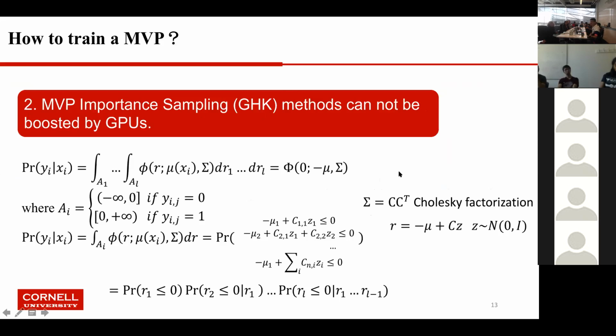Another classic method to learn the multivariate probit model is called the GHK algorithm. This algorithm factorizes the joint likelihood into a product of conditional probabilities. This one is quite tricky. It first factorizes the covariance matrix using the Cholesky factorization. Here, the matrix C is a triangular matrix. Using the linear transformation of the random variable R, we can rewrite R as the sum of mu plus C times a standard normal random variable Z.